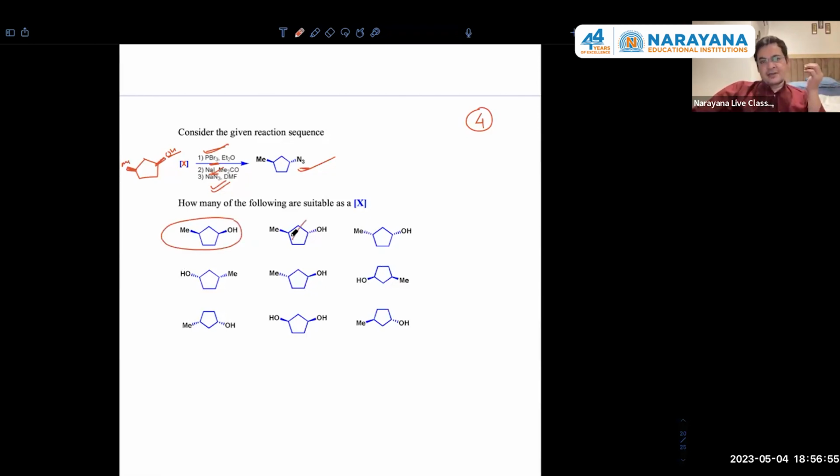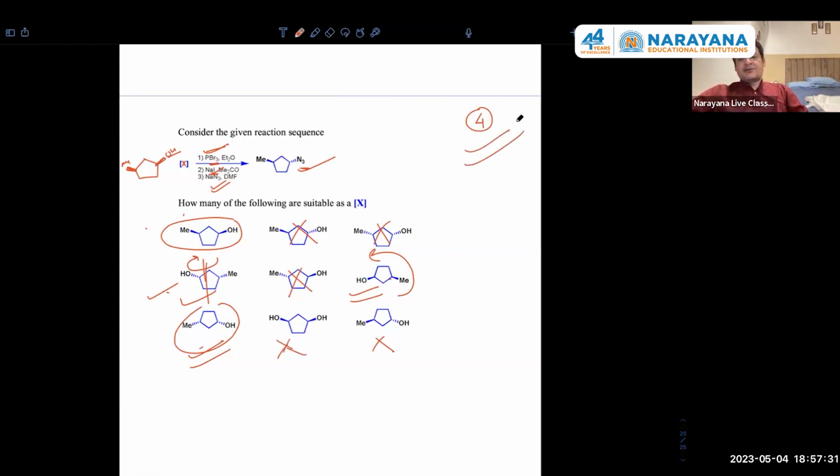This is correct. This is wrong, because if you flip the compound, the methyl position will change. So that is the wrong compound. This compound is correct. If you flip the compound like this, methyl will come to this side and both will become wedge. This is wrong. This one, you simply rotate this compound. The methyl will come that way. This is again correct. This compound you simply flip like this. This is also correct. No, this is wrong. This is wrong. Now how many answers? 1, 2, 3, 4. Okay. Yes, absolutely correct. Answer is 4.